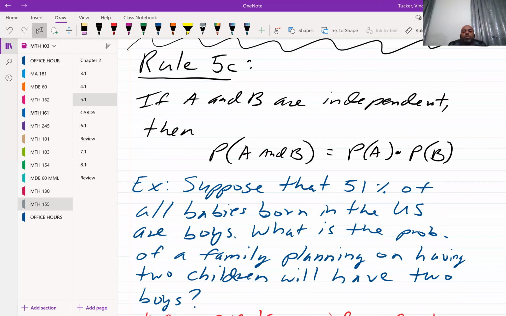So suppose that 51% of all babies born in the US are boys. What is the probability that a family planning on having 2 children will have 2 boys?